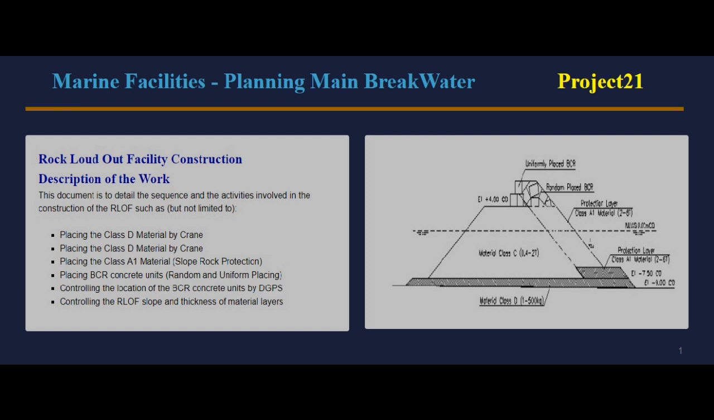Now, let's start describing this work. First, rock loadout facility construction. Description of the work. The aim is to detail the sequence and the activities involved in the construction of the RLOF such as, but not limited to, placing the Class D material by crane, placing the Class C material, placing the Class A1 material, slope rock protection, placing BCR concrete units, random and uniform placing, controlling the location of the BCR concrete units by DGPS.